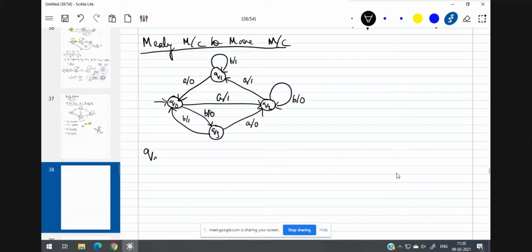So first, I'm going to consider Q naught. In the case of Q naught, see here, this is the first incoming arc, this is the second. Now I'll be using a different color. The first incoming arc, with the input symbol I'm seeing right now, is associated with 0 as the output. And the second incoming arc with input symbol B is associated with output 1.